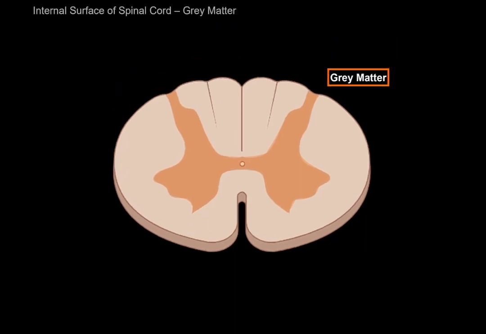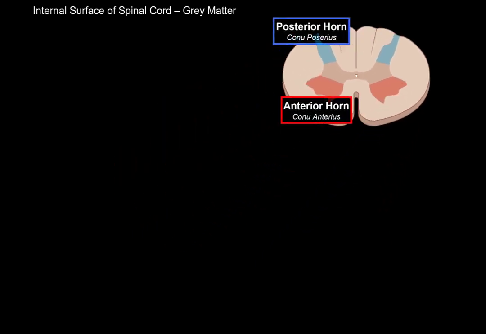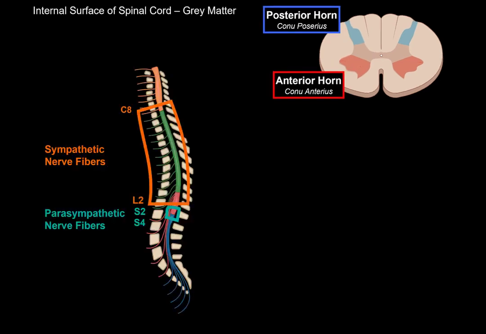The gray matter consists of three horns. We have the anterior horn and a posterior horn, or cornu anterius and cornu posterius. And where is the last horn? The last horn is located in the spinal segments associated with the sympathetic and the parasympathetic fibers, between C8 and L2, and S2 and S4 spinal cord segments.